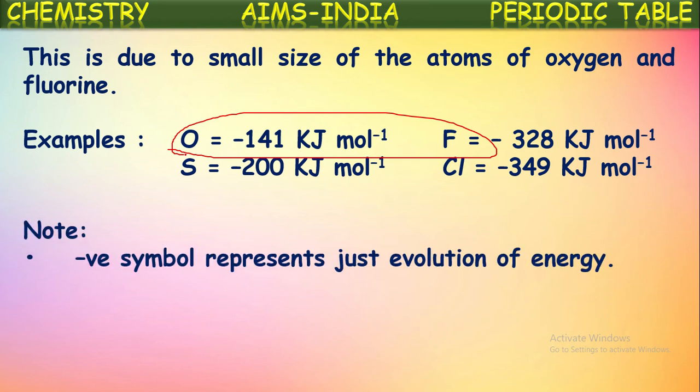So here the negative symbol represents the evolution of energy, as these are exothermic processes. Energy is mentioned with a negative symbol. That represents that energy is released out. Okay.